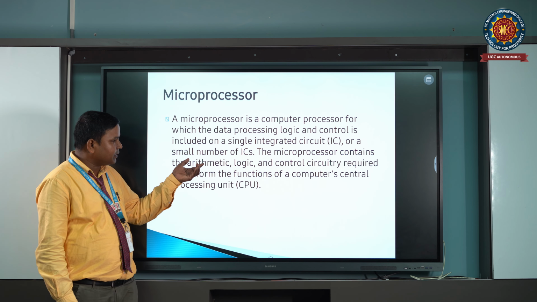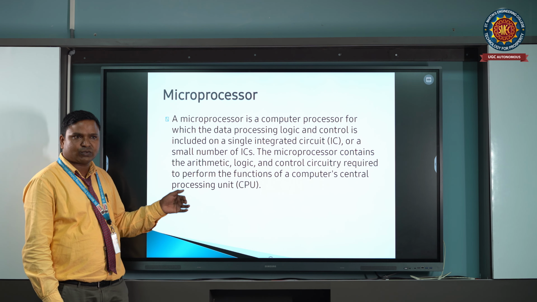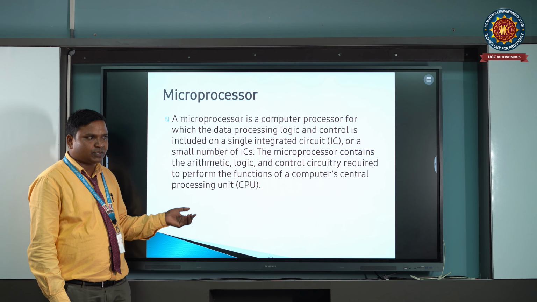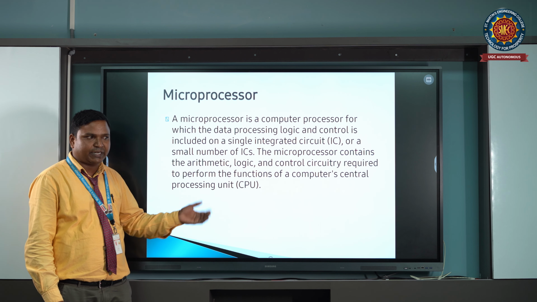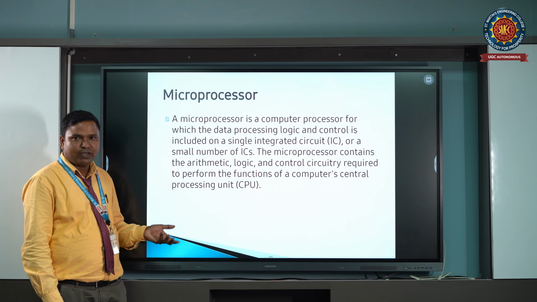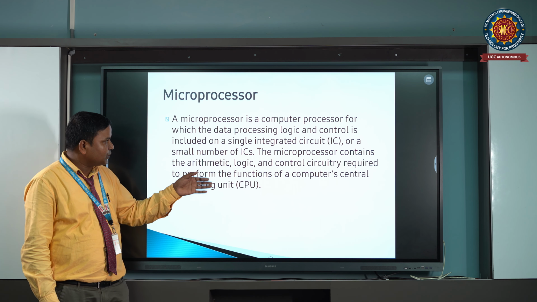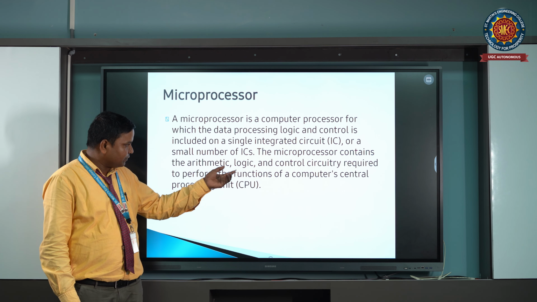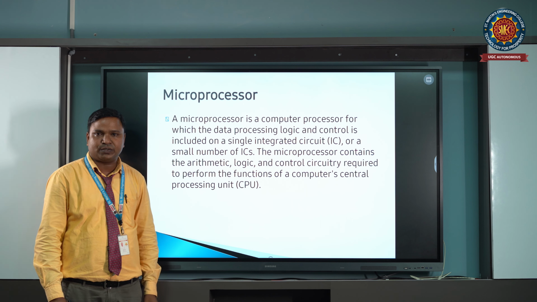Initially the 4004 microprocessor was there. Later came the 8008, then the 8080, then the 8085 and 8086, which were developed by Intel, and then the Pentium. So a microprocessor is a small integrated circuit on a computer chip, and here we need to perform the ALU operation. ALU is the arithmetic logical unit operation.